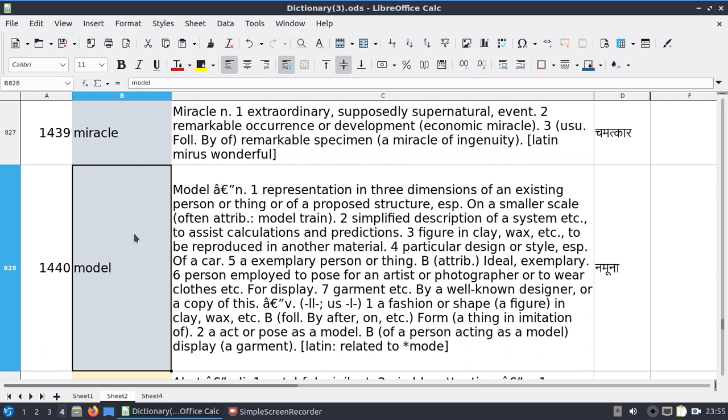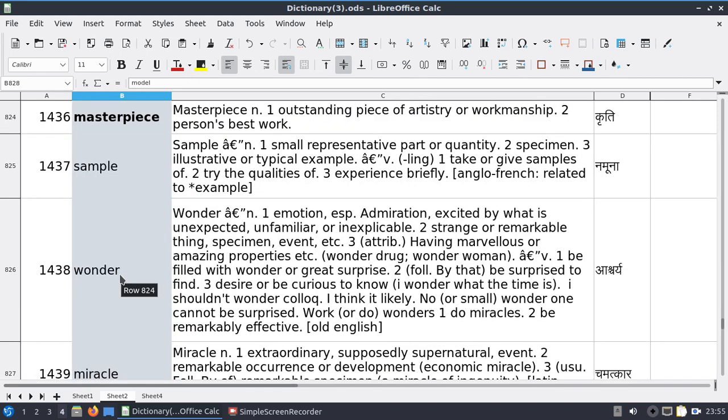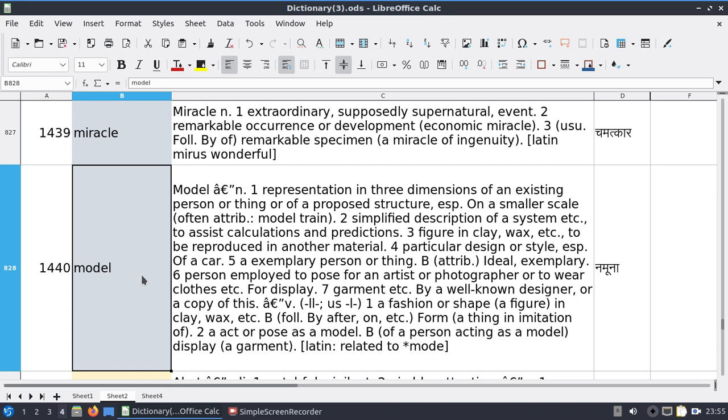Model. Model also we know. Model is something which is an ideal version also. Model means something ideal also. That's why models are used, because the belief is that a model is an ideal person to be portrayed. So masterpiece is related to wonder as well as model.